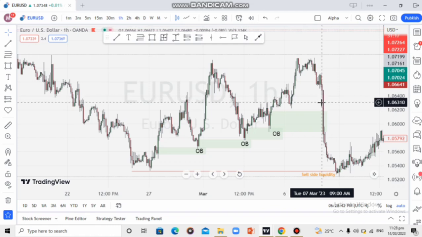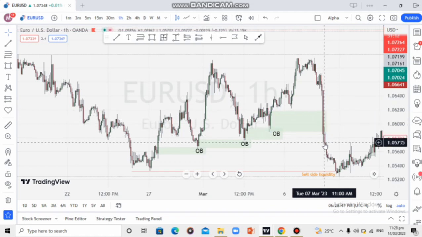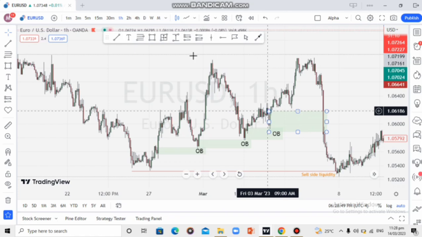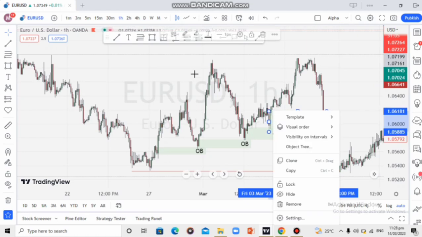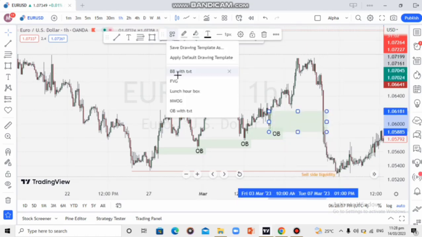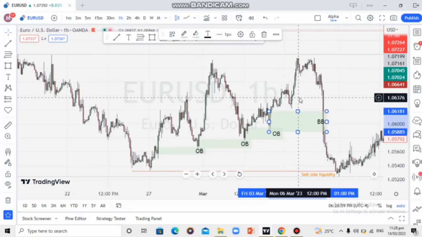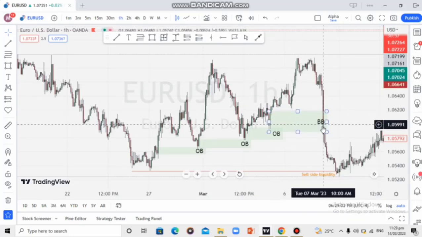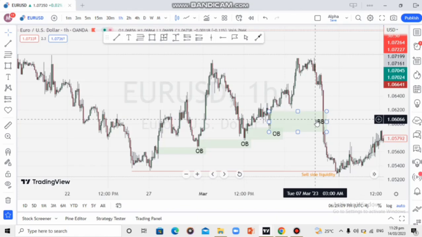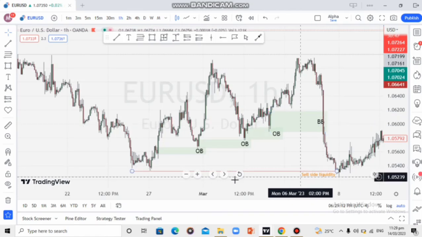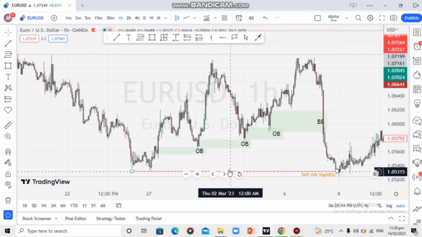So immediately price pierced through it, but this actually is a breaker block. As you can see, price pierced through it here, and then it came back without even reaching the 50% of the breaker block, targeting sell side liquidity.